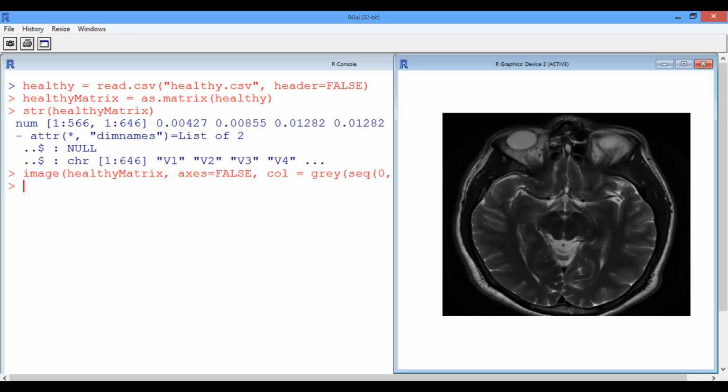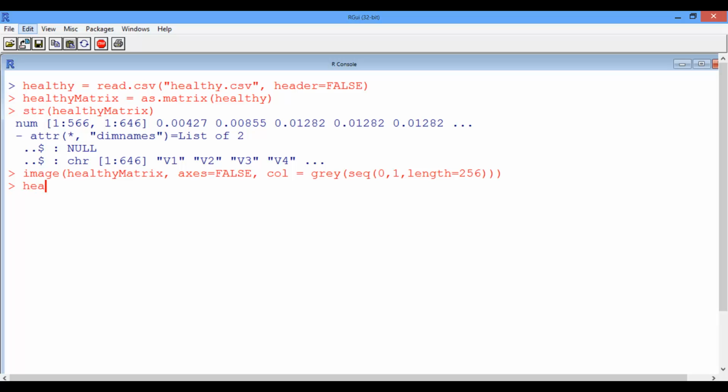We first need to convert the healthy matrix to a vector, and let's call it healthy vector, and that is equal to as.vector of the healthy matrix. And now the first step in performing hierarchical clustering is computing the distance matrix. So let's type distance equals dist of healthy vector, and let's specify the method to be Euclidean.